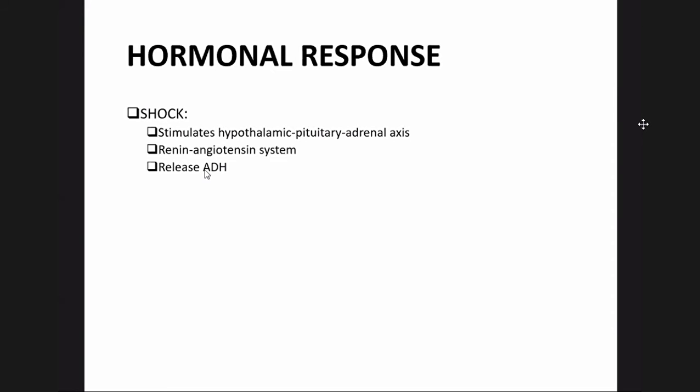Then there is also release of ADH. Where sodium goes, water follows. The same happens in bleeding. If there is bleeding, there will be a decrease in sodium, so there will also be a decrease in water. To compensate, ADH will be secreted and released to reabsorb water in the body so that water is not lost. So that's the function of ADH.